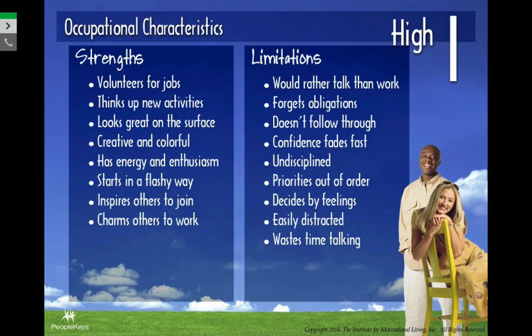Limitations: they'd rather talk than work. They can forget their obligations sometimes. They don't follow through. They're undisciplined. They can get their priorities out of order. Hey, today I'm going to go lead generate, and someone calls and says, "You want to go grab coffee at Starbucks?" Yes, I'd love to do that. Oh my gosh, I haven't seen you forever. I'd love to catch up. And well, that's not the priority. The priority is to grow your business. And so they can get their priorities sometimes out of order.